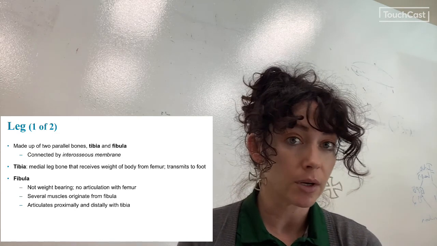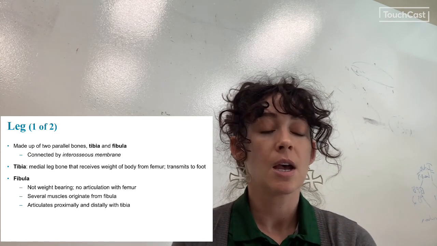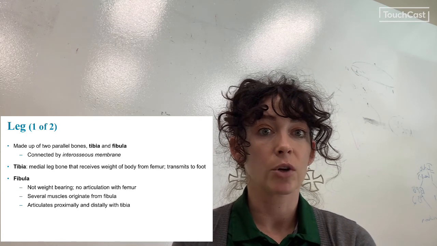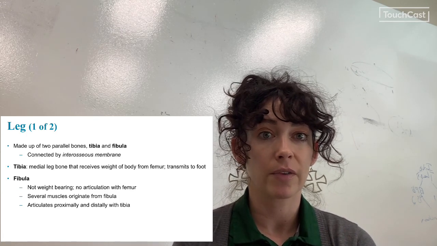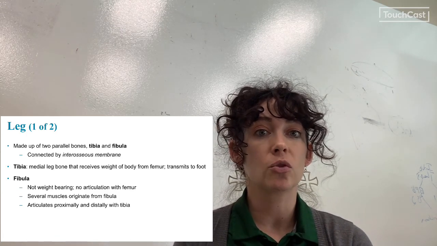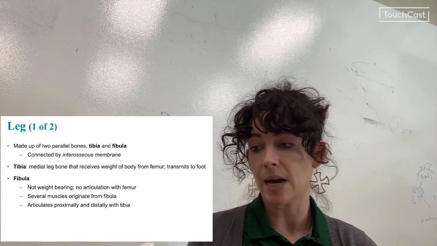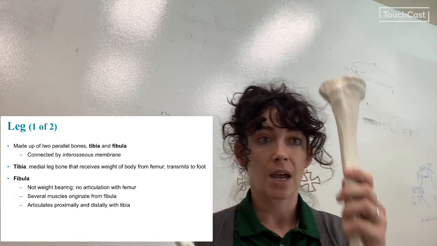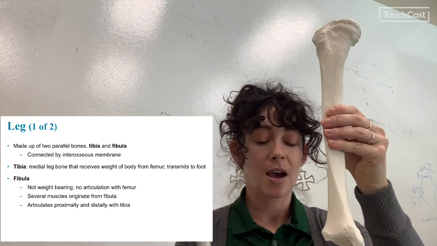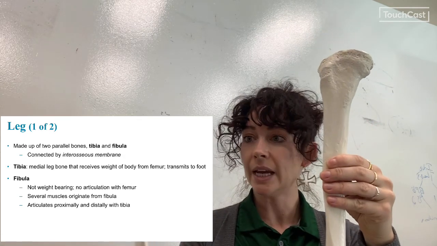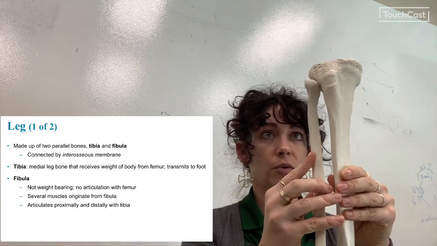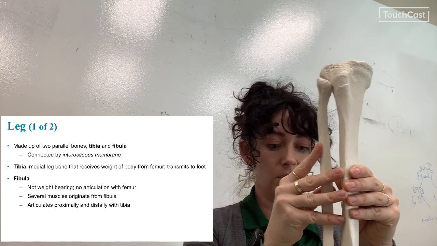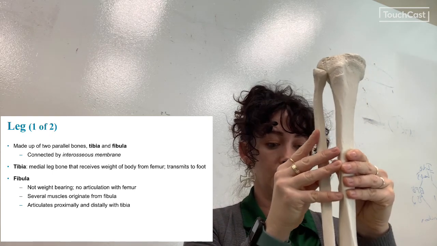Now the reason it's important is because a lot of muscles and a ligament originate and insert on the head of our fibula. Okay, so these are going to articulate at the top and at the bottom. So right here I have a left tibia and a left fibula. They're going to connect just like this.